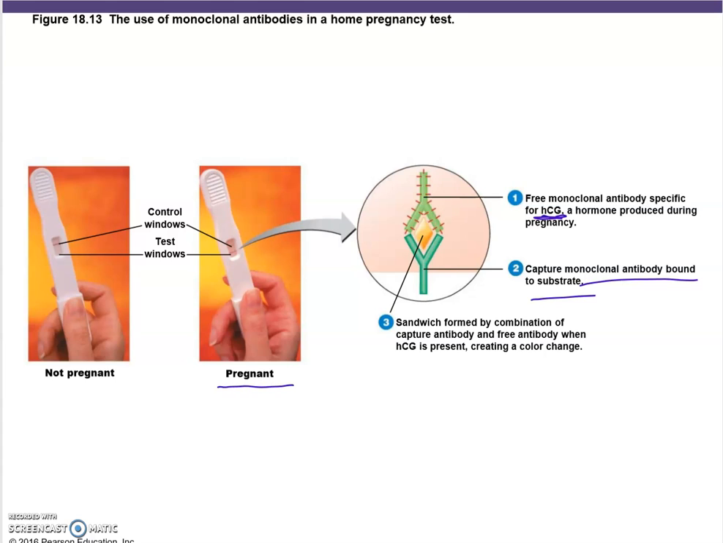And if somebody's pregnant, then you will find this line here in the test window. If the test is negative, then there is no line here in the test window on the bottom, and the upper line here is always a control window, so to make sure that the test is actually working.